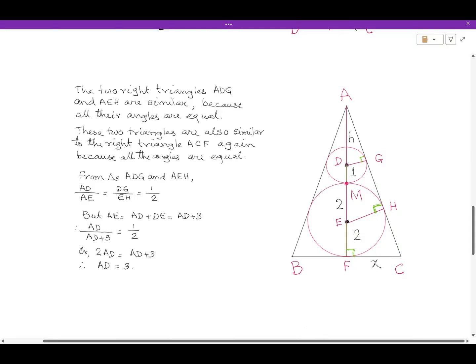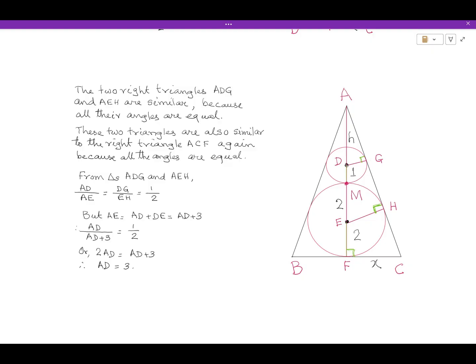The two right triangles ADG and AEH are similar. That is, this triangle and this triangle, both are right triangles and they are similar because all their angles are equal. This angle is 90 degrees and this angle is 90 degrees. This angle is common to both. Therefore, the remaining angle is equal to this. Hence, the triangles ADG and AEH are similar.